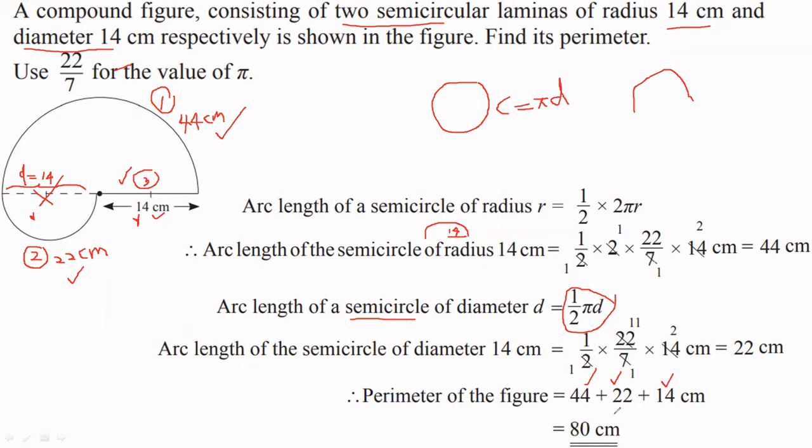Now let's add 4 plus 2, 6. 6 plus 4, 10. Write 0. 1 remaining. 1 and 1, 2. 2 plus 2, 4. 4 plus 4, 8. 80 centimeters. Perimeter is a length, not an area. So length means you have to use units, centimeters or meters. So our answer is 80 centimeters.